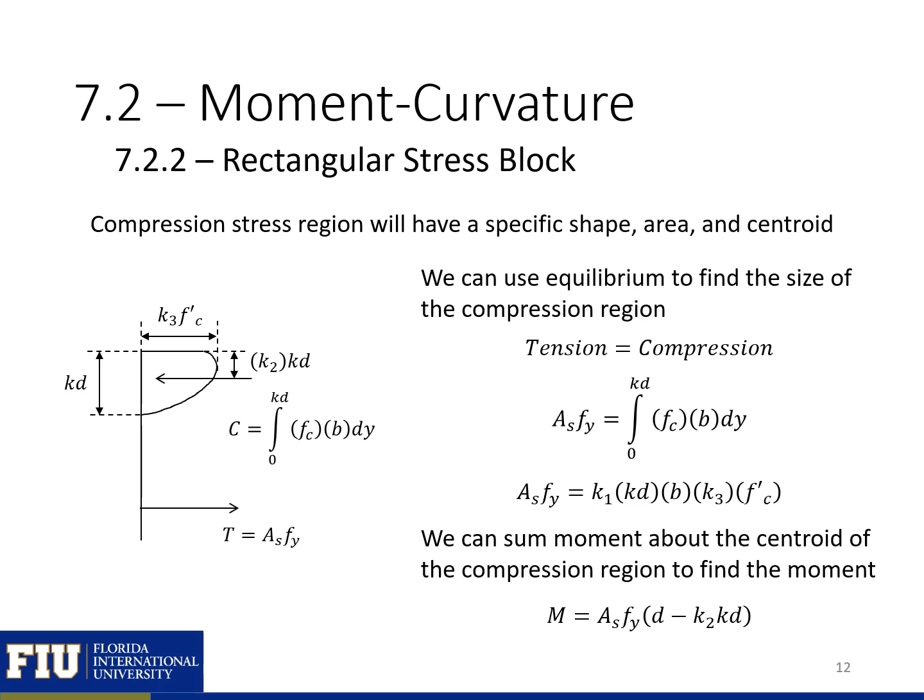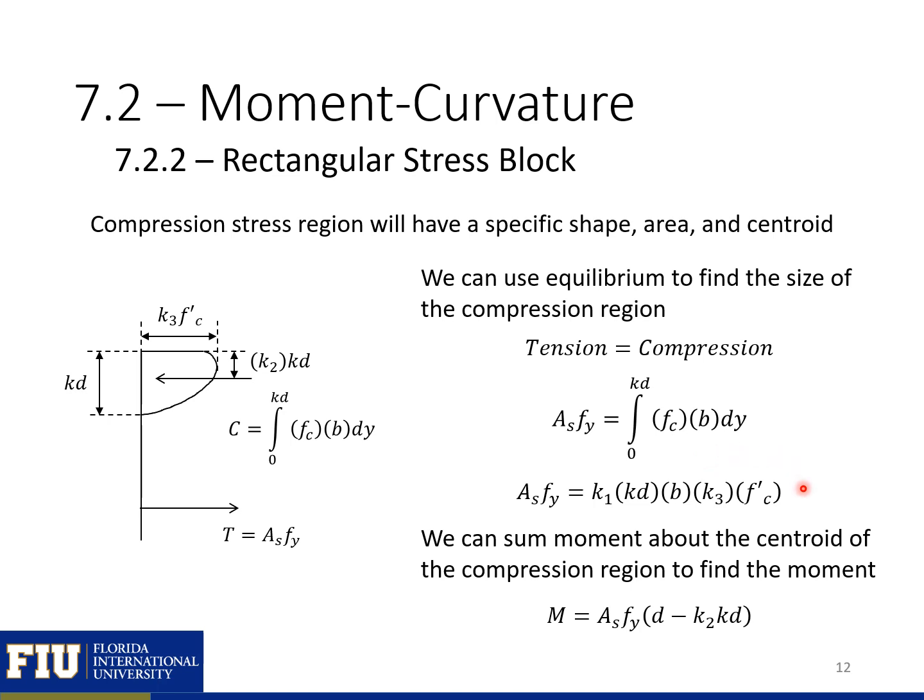Next, we're going to look at the rectangular stress block approximation in reinforced concrete beams. We saw before that it's difficult to use the exact stress-strain relationship for concrete in the compression region of these members. Our compression stress region, however, is going to have a specific shape and an area and a centroid. So we can use equilibrium to find the size of the compression member, just setting our tension steel force, As fy, equal to the concrete stress integrated over the depth of the compression block.